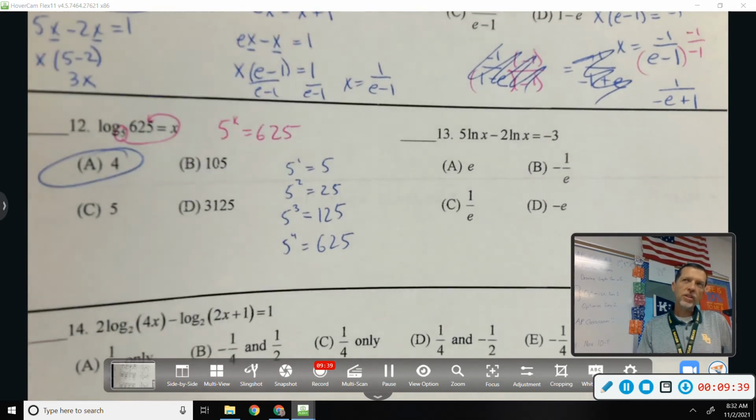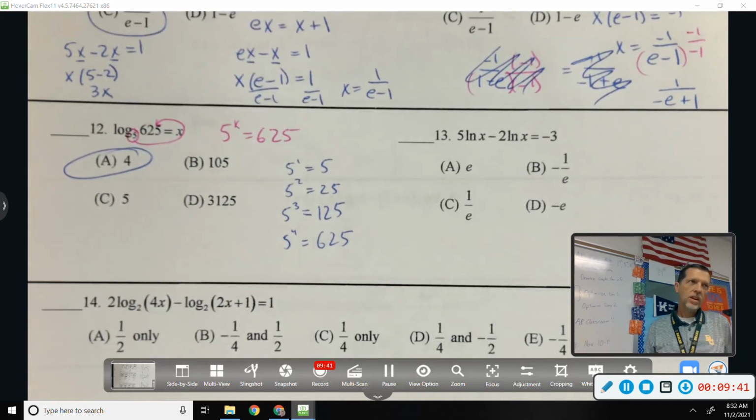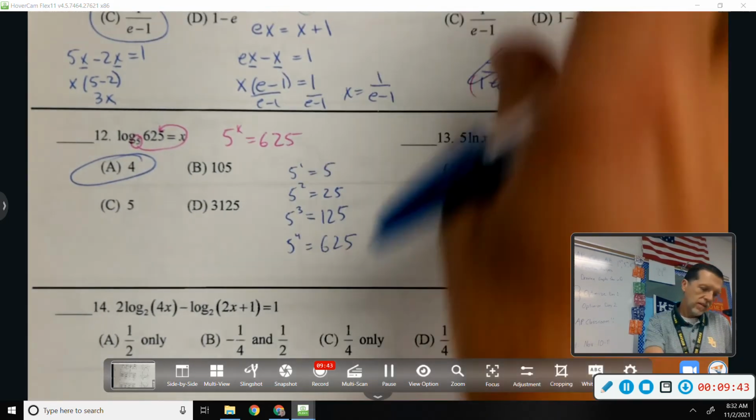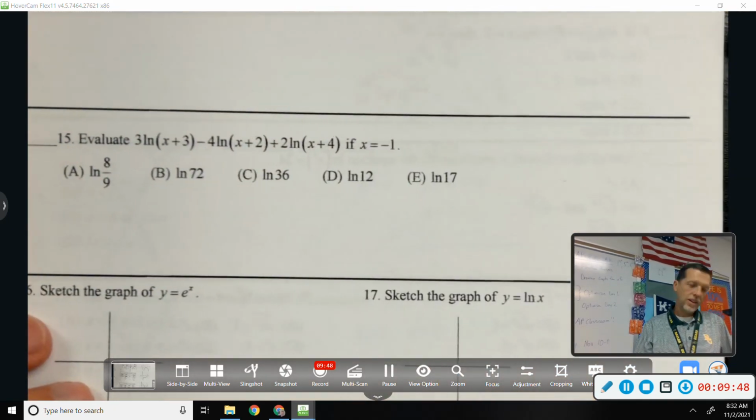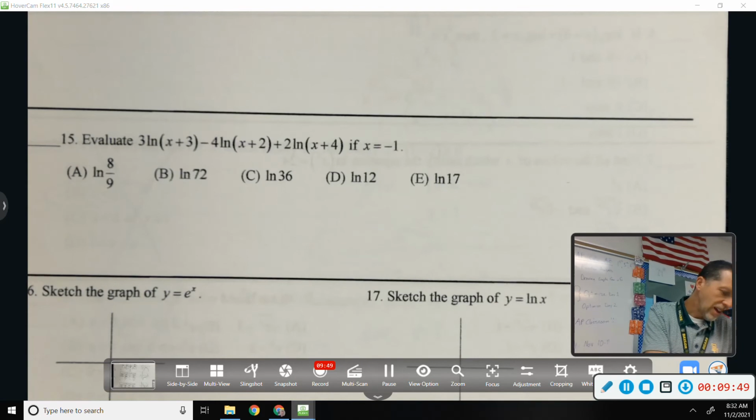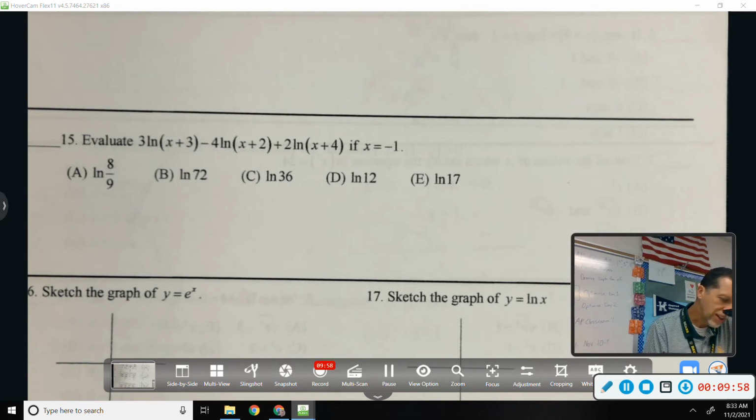Anything else from worksheet 6? Ty? 15. Yeah, that's a good one. All that stuff going on there. Evaluate all that when x is negative 1. So I have a choice here. I can do all the condensing first and then stick negative 1 in there, or I can put -1 in there first and then do the condensing.